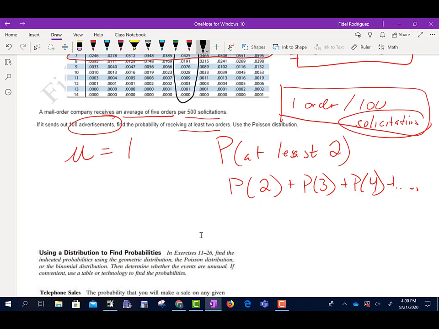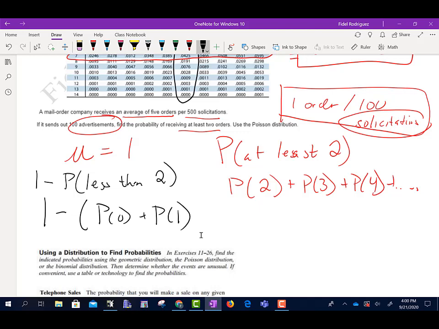One way we can do it is we can say, well, let's find 1 minus the probability that we have less than 2. Well, less than 2 would mean 1 minus the probability that we don't get any, or we only get 1. Okay. So I'm going to do this using my Poisson Cdf with my average being 1, because we said that's our average. And if I want 0 and 1, then the top number is going to be 1 as well.